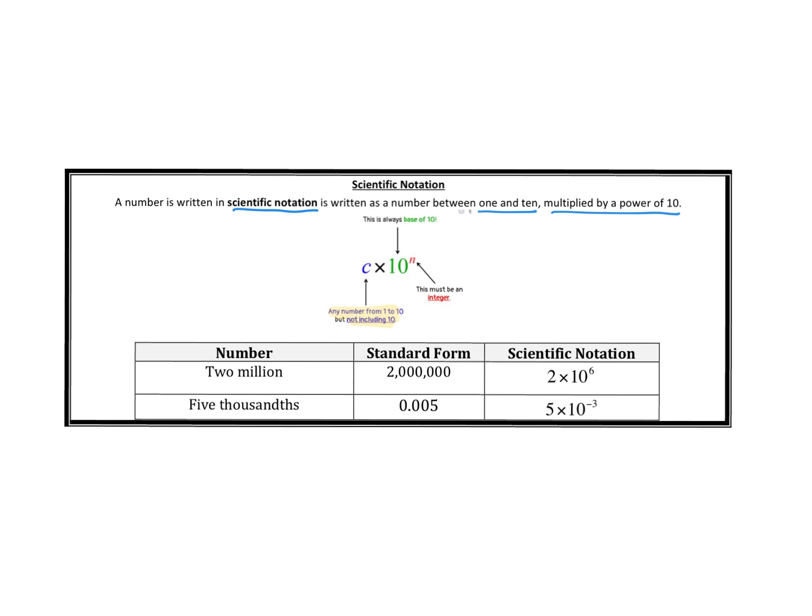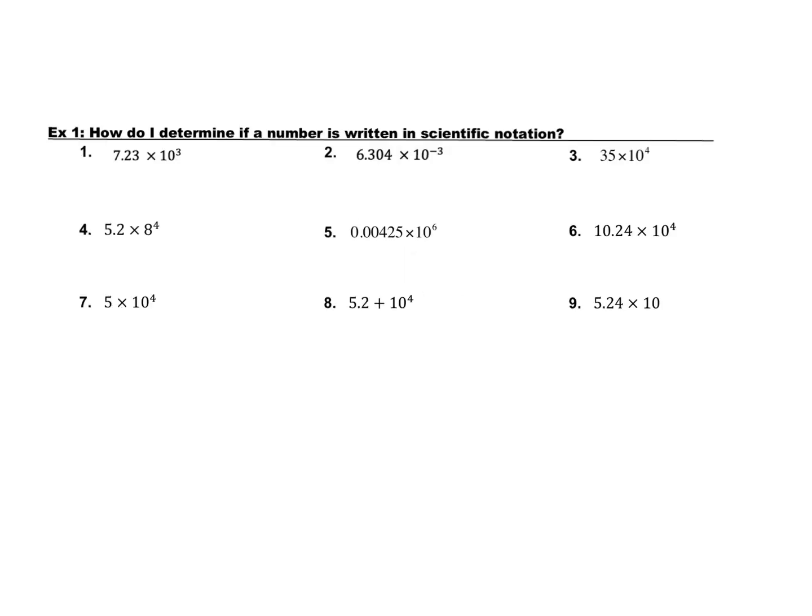So for example, we have 2 million, that's written as 2 with 6 zeros. And another way to write that then would be in scientific notation as 2 times 10 to the 6th power. We could also have something where we've got 5 thousandths, and that's written as 0.005. And that in scientific notation would be written as 5 times 10 to the negative 3rd power.